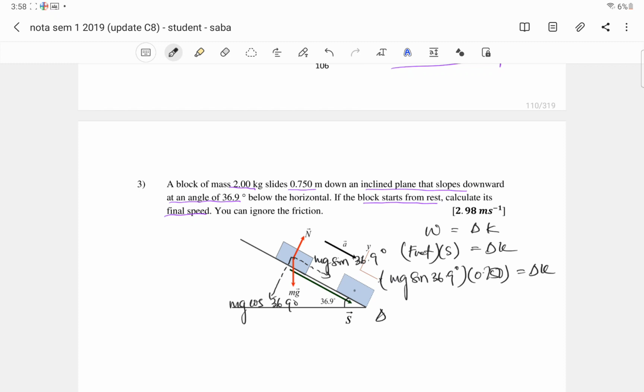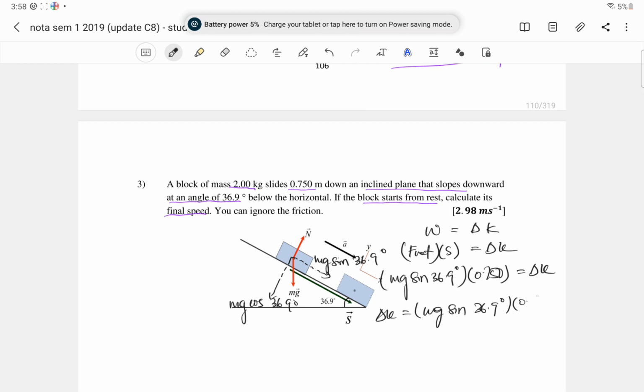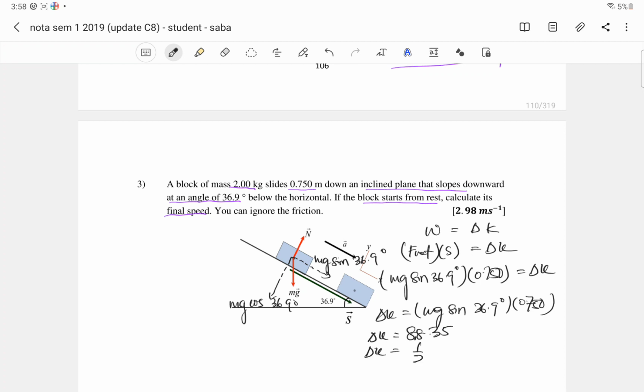So we have delta K equal to mg something, 0.750. So delta K is, I tekan calculator dulu. Yes, it is 6.81 darab dengan sin 9 darab 0.750. So 8.835. So we know that delta K is half m v squared.